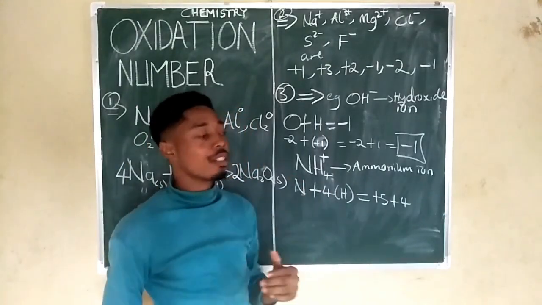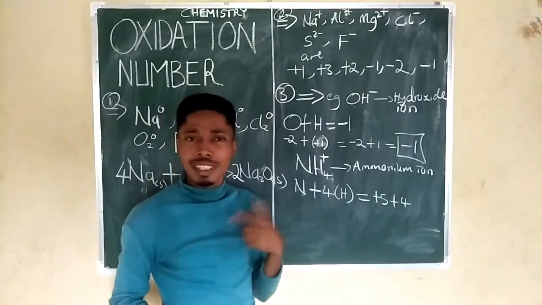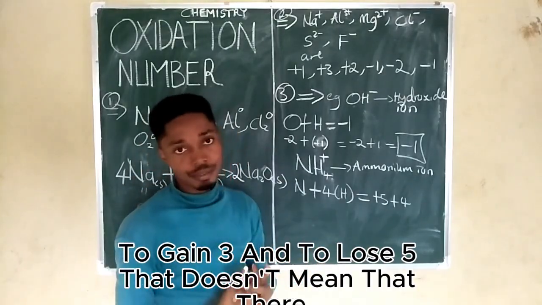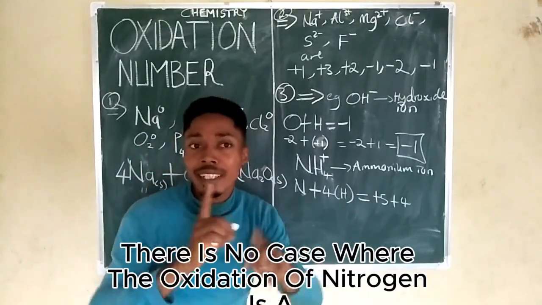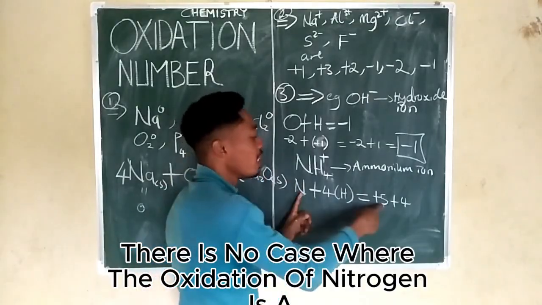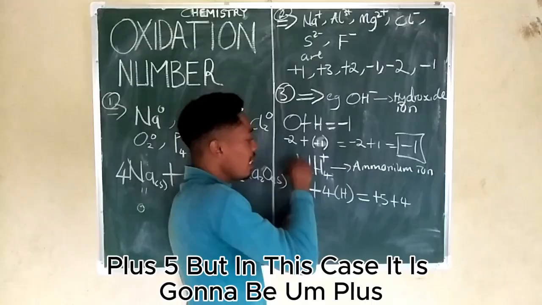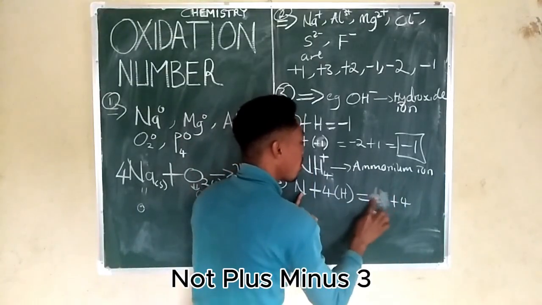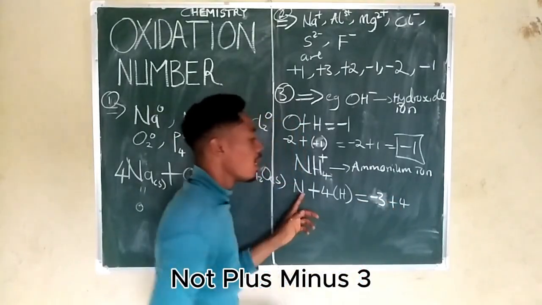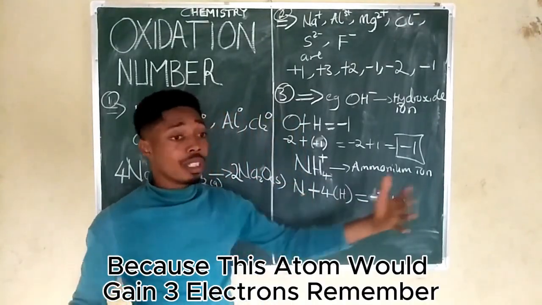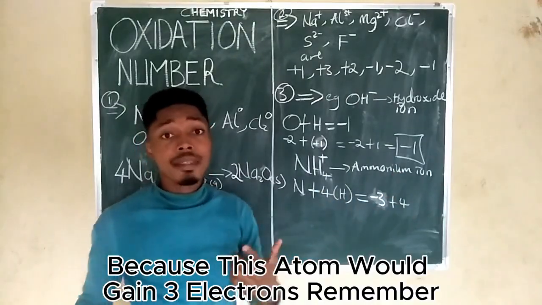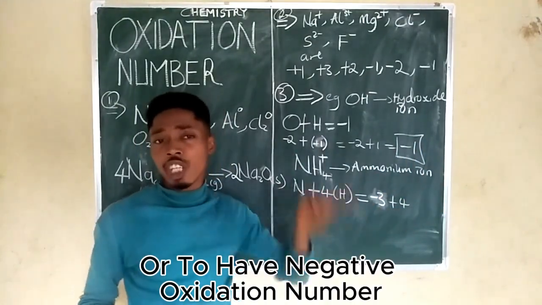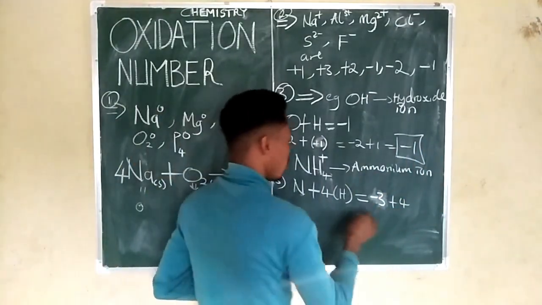So if nitrogen is gaining 3, of course it's easier for nitrogen to gain 3 than to lose 5. That doesn't mean that there is no case where the oxidation number of nitrogen is plus 5. But in this case, it is going to be minus 3, because this atom would gain 3 electrons. Remember, atoms will gain electrons to become negatively charged or to have a negative oxidation number.